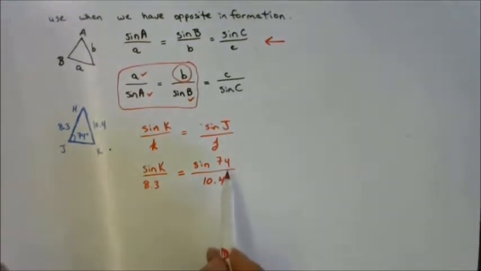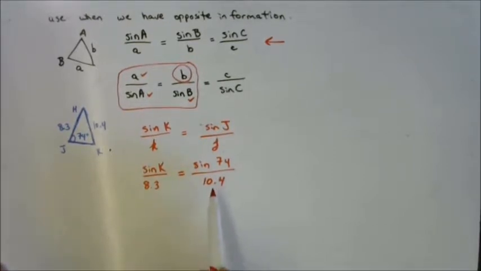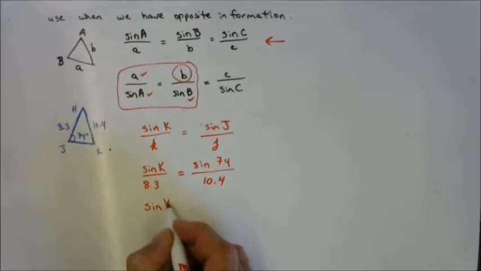So again, you could change this into a number. You could do sine of 74, enter, divided by 10.4, enter, times 8.3, enter. That would work, but you'd be rounding every time, and to record it on your paper isn't as nice. The easiest way to do this, I would say, is, well, you could multiply both sides by 8.3 first.